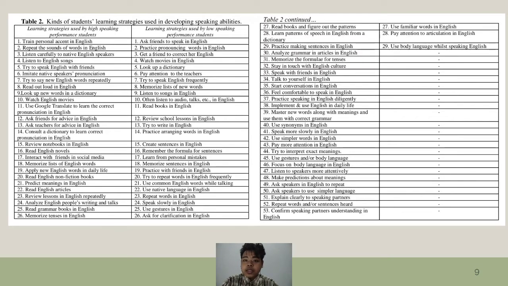And in here we can see the table. It is the table of all the strategies that were used by each student, a student with high speaking performance and a student with low speaking performance. Here we can see that a student with higher speaking performance has 53 strategies used in their learning process. Meanwhile, the low speaking performance students have 29 strategies in their learning process.